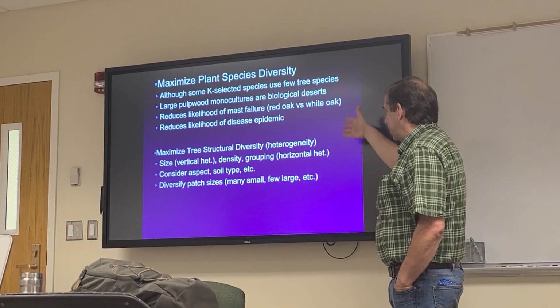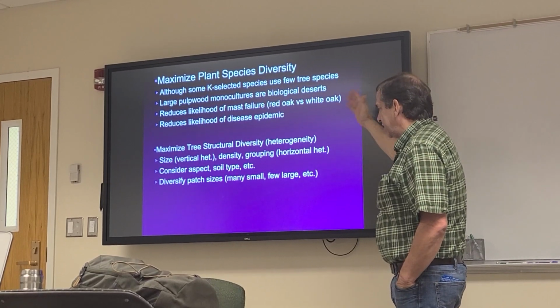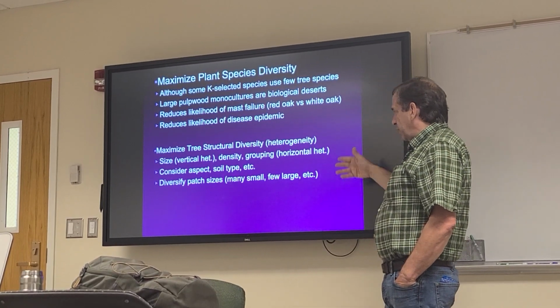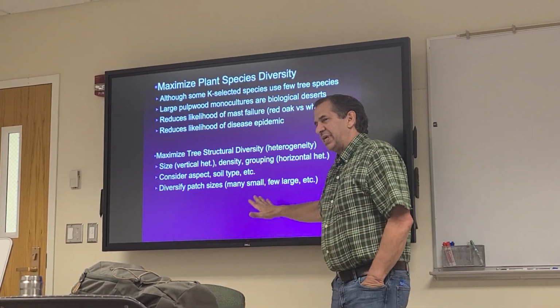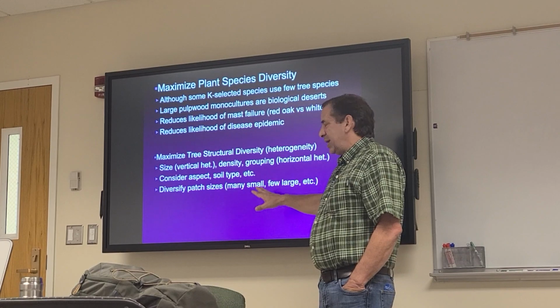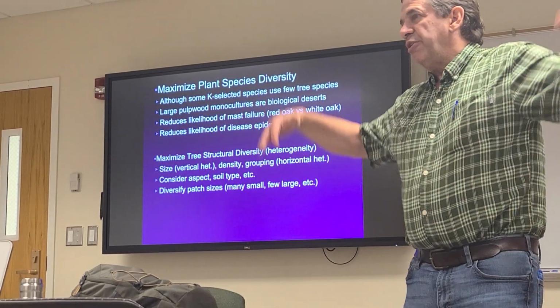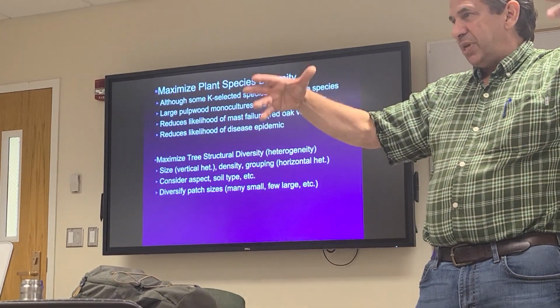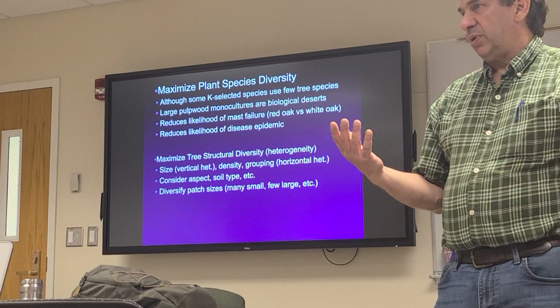Maximizing structural diversity, heterogeneity, size, vertical heterogeneity, density, grouping. I just said all that. Consider aspect, soil type, diversify patch sizes. That rule of thumb that I've said in another class that some of you have been in is how big should your patches of different habitats be? A few great big patches, a medium number of medium-sized patches, a whole bunch of little bitty patches is a good rule of thumb, right?